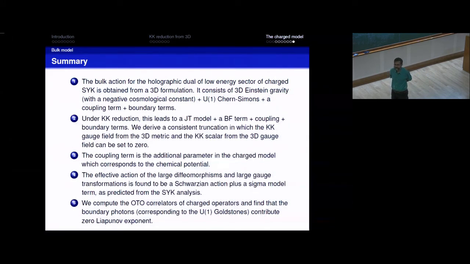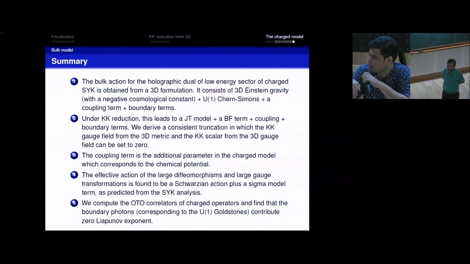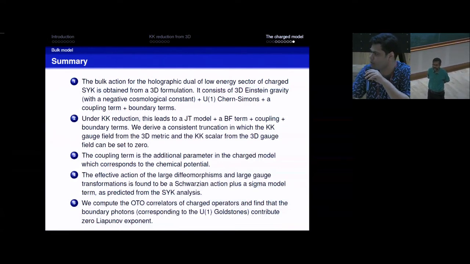So in the first part of the talk, you mentioned that this Kaluza-Klein limit corresponds to the low energy limit of the SYK. Now that you have introduced a chemical potential in the SYK, it introduces a scale, right? So that limit works out straightforwardly? Works out again. Yes. Straightforwardly.